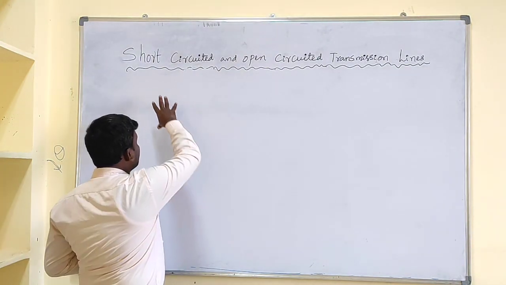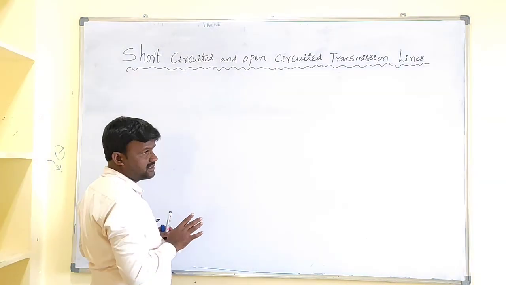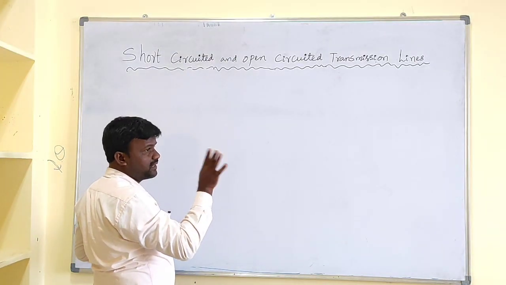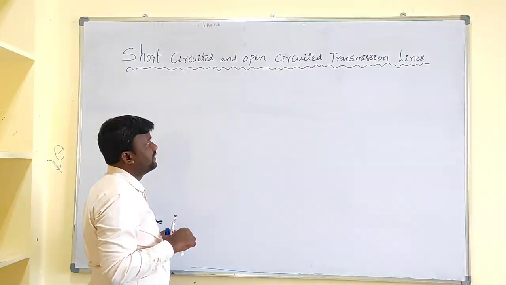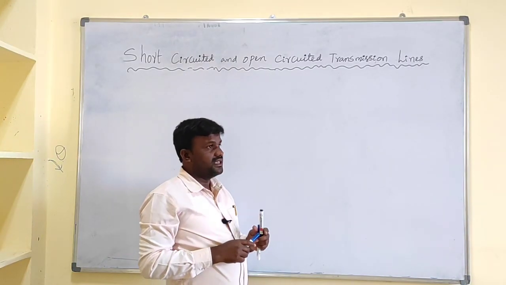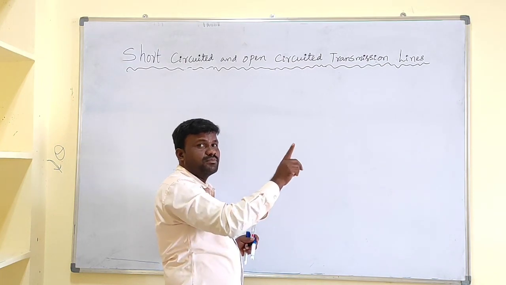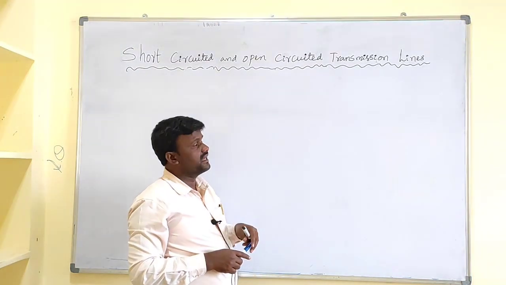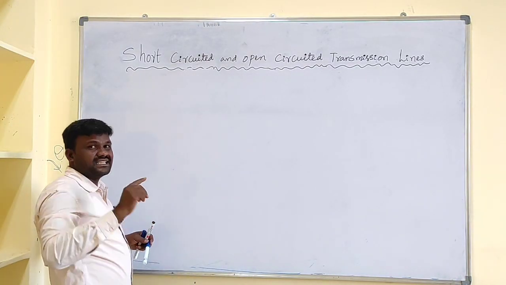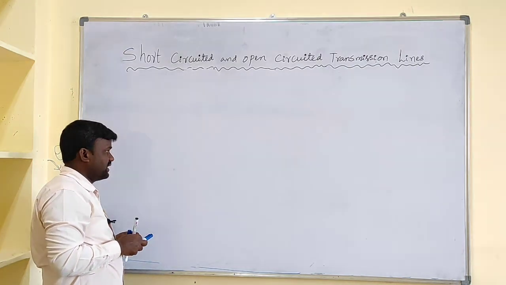Short circuited means what? If the line is terminated with a load impedance of 0, then that line is known as a short circuited line. Open circuited line means what? If the line is terminated with infinite impedance, that means load impedance equal to infinity, in that case that is known as an open circuited line. Simply these lines are known as SC and OC lines. SC means short circuited and OC means open circuited.